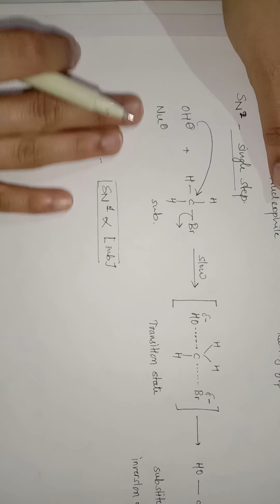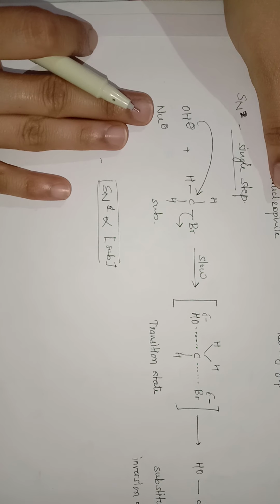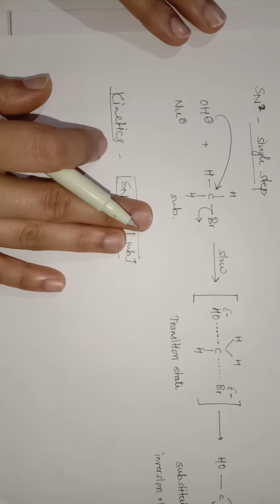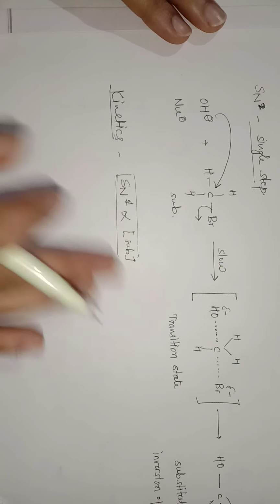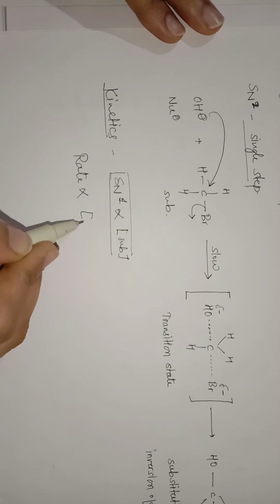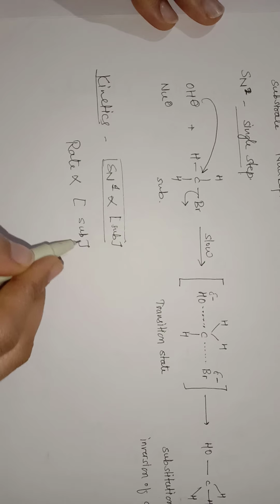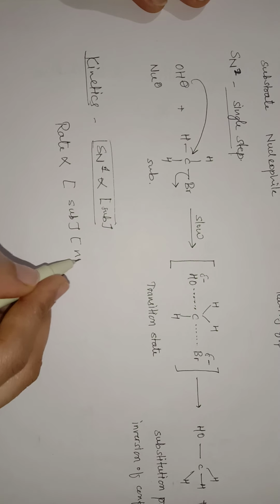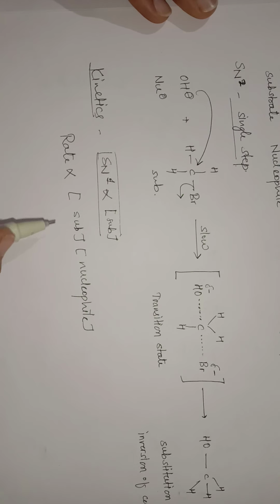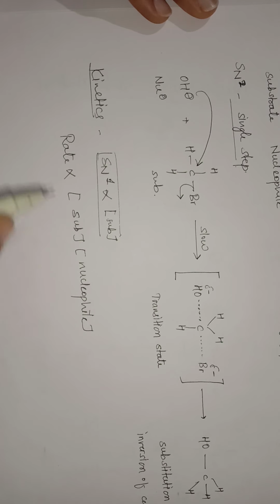So the concentration of nucleophile as well as the concentration of substrate is important, as both take part in the reaction for the transition state formation. So you can say the rate of this reaction is directly proportional to the concentration of substrate as well as the concentration of nucleophile. So by the rate law, it will be a second order reaction.